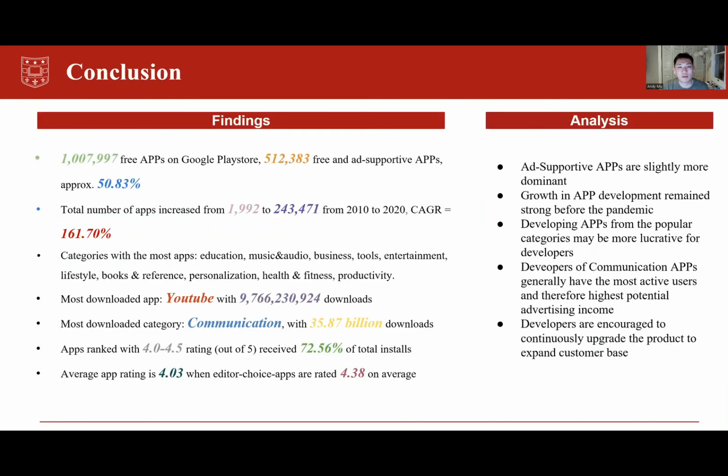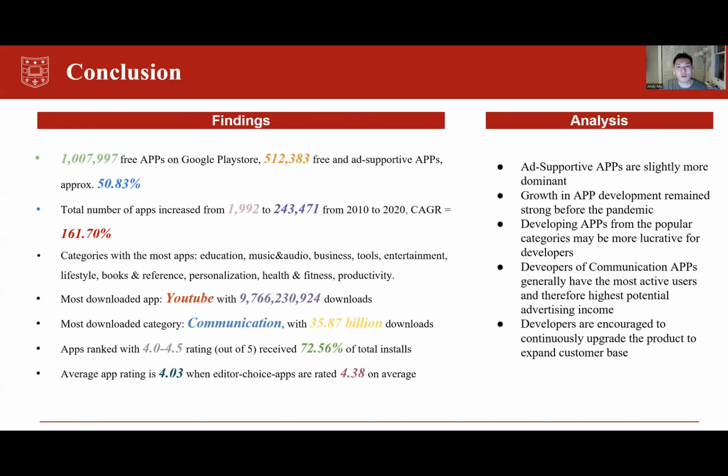In conclusion, we have the following key findings of our dataset using big data tools. Out of the more than 1 million free apps on Google Play Store, 512,000 apps support advertisements, representing a slightly more dominant strategy for app developers. From 2010 to 2020, the number of apps increased from less than 2,000 to more than 243,000, showing a CAGR of 161.7% per year. The growth trend was strong, showing an optimistic outlook for the industry of app development.